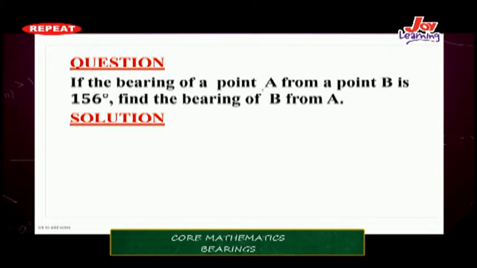Initially, the question was A from a point B. So if you reverse it, let the starting become the ending, and let the ending become the starting, it will now be B from A. And that's what we mean by reverse or back bearing. Okay, so how will you solve such a problem?